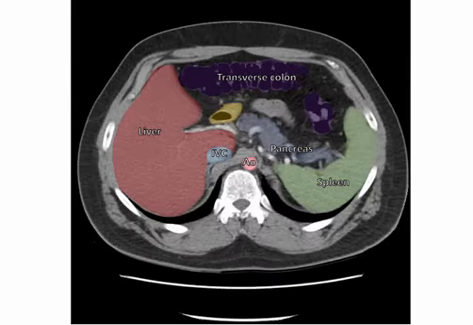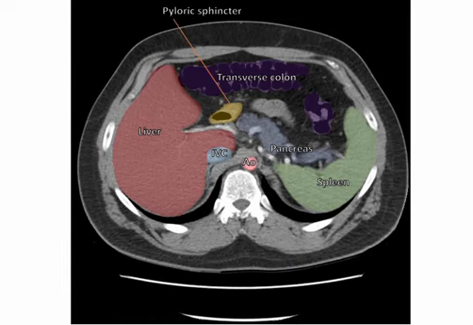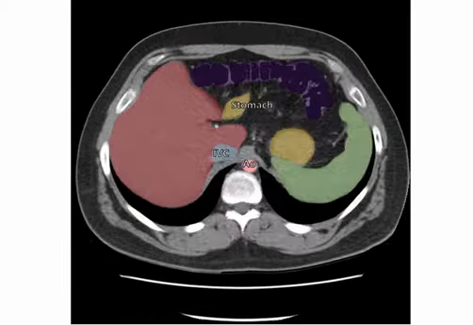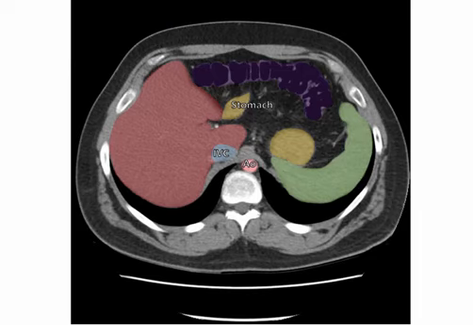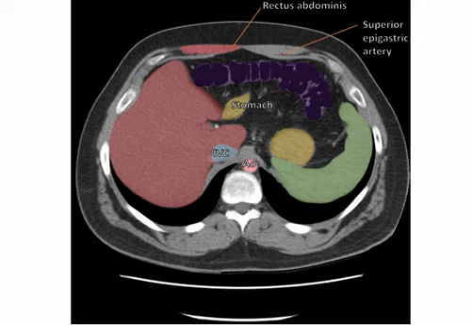As we move superiorly, we can start to see the pyloric sphincter. This is marking the junction of the duodenum with the stomach. We can also identify muscles in the thoracic wall. Here are the rectus abdominis muscles, with their underlying superior epigastric vessels. Here are the intercostal muscles.